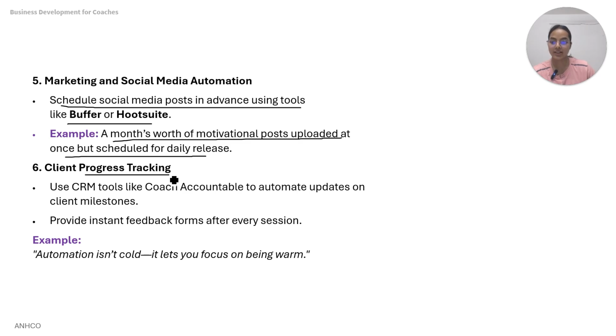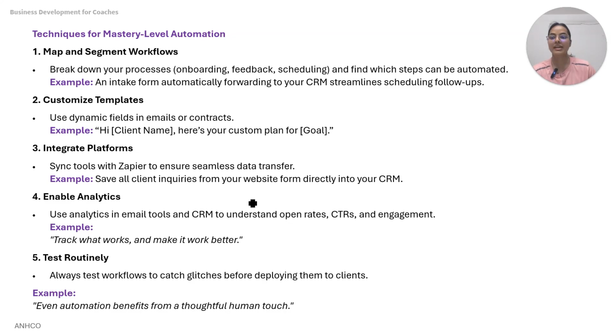Number six, client progress tracking. Use CRM tools like Coach Accountable to automate updates on client milestones. You can provide instant feedback forms after every session. Example, automation isn't cold, it lets you focus on being warm. Techniques for mastery level automation. Number one, map and segment workflows.